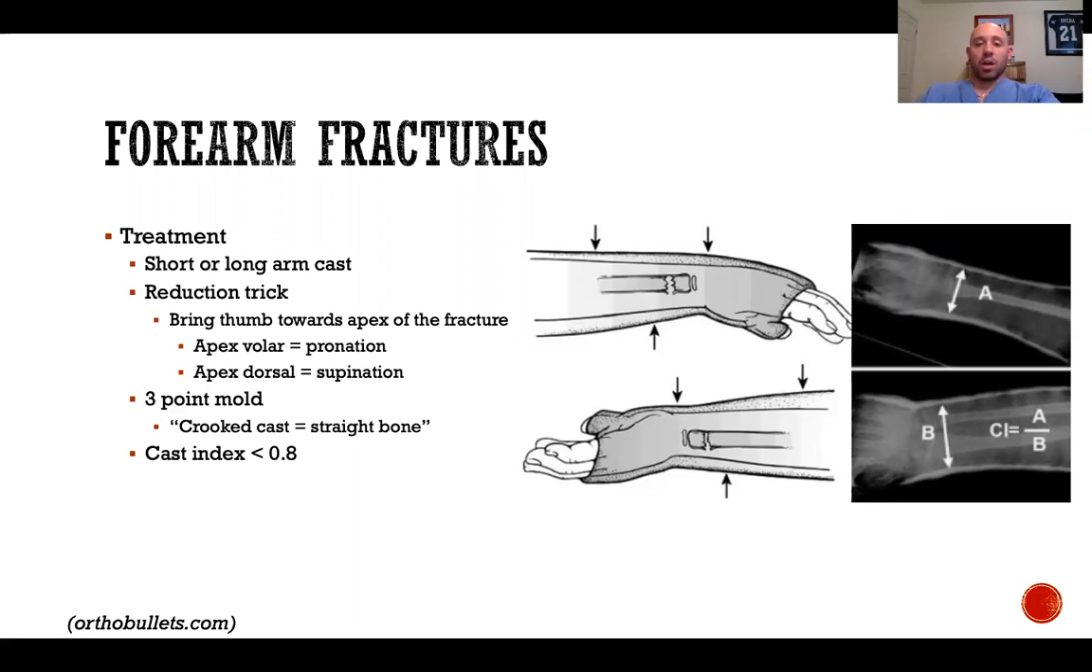Another way of holding that fracture in position is getting a good cast index. And so the cast index is a ratio of the distance from the inside of the cast on the lateral and the AP or PA, and that ratio should be less than 0.8. If it's less than 0.8, you have a good interosseous mold, you have a good mold on your cast, and that's going to hold your reduction much better.